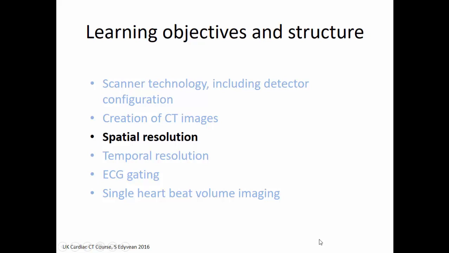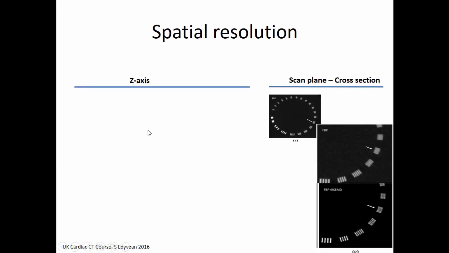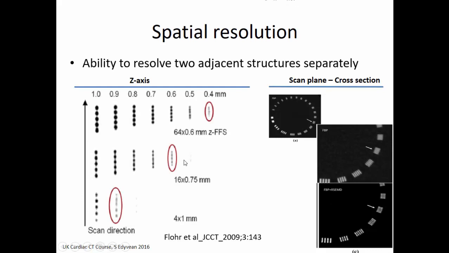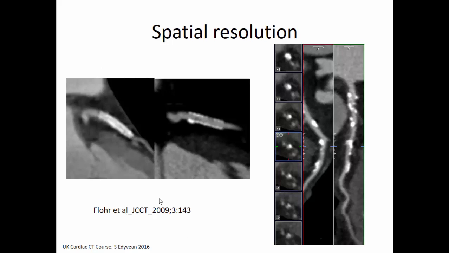So spatial resolution: we can talk about spatial resolution in the z-axis or the scan plane. I've added this bit on the right from your notes, so I want you to realize that, although these are test object images, you can do that whether you're looking at images in multiplanar format along the z-axis or in the scan plane. And really you're looking at your three-dimensional view of spatial resolution. There's a paper referenced here. Let's just quickly look at this.